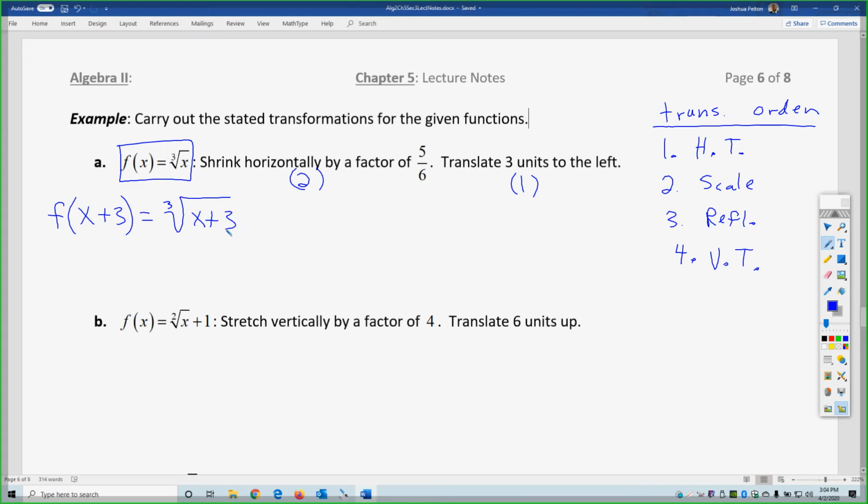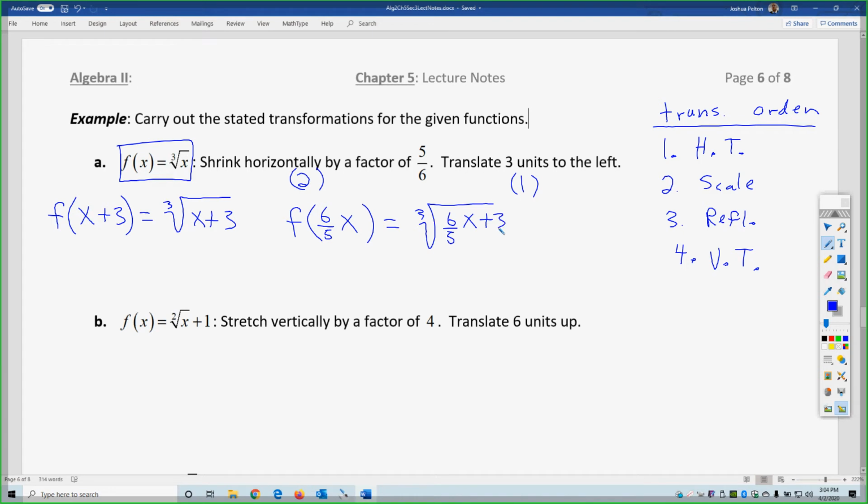The next one is shrinking horizontally. Horizontally is in the inside, so it must be in the inside. And it's counterintuitive since it's in the inside. So 5/6 becomes 6/5. So that changes the x to 6/5 x. So 6/5 x plus 3.